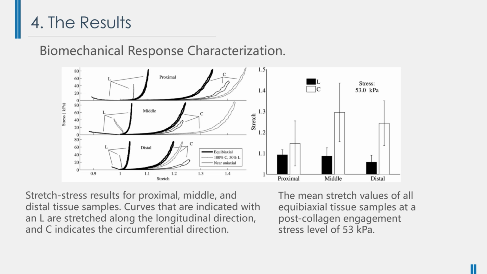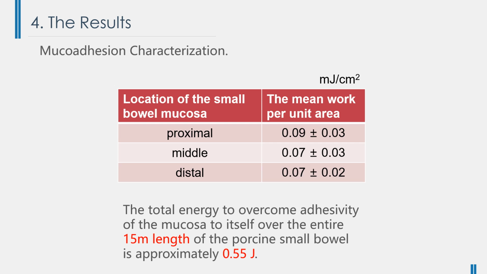The biomechanical response of the tissue is stable and repeatable after preconditioning. The picture on the right shows that the tissue behaves anisotropically, with the circumferential direction exhibiting more distensibility than the axial direction. The results are shown in the table, and the work required for separation at different positions is calculated. The energy required for the small bowel with a total length of 15 meters is about 0.55 joules.